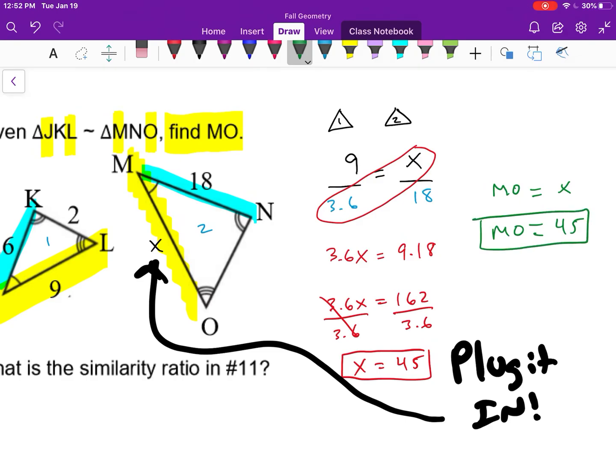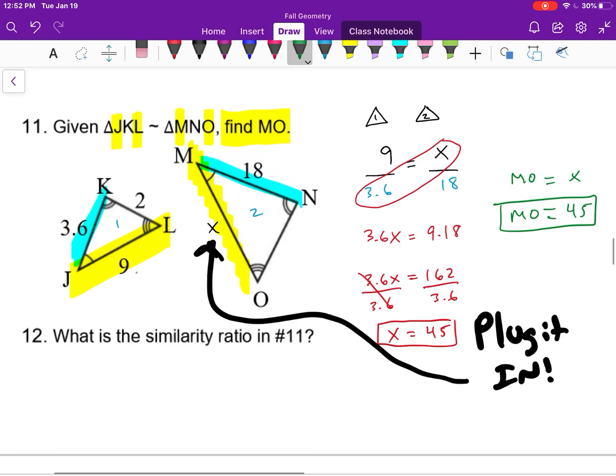So there you go, okay? Now, if you're looking for a similarity ratio, you pick one of the colors that you highlighted. So that means I'm going to pick out either 3.6 and 18 or 9 and my newly found value, which happens to be 45.